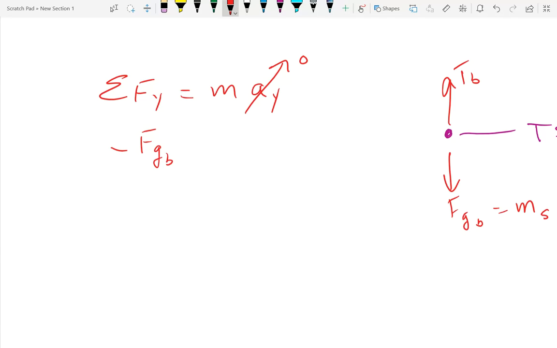And then what's the other force? Tension B. In what direction is that pointing? Up. Hence, the sign of it is positive.